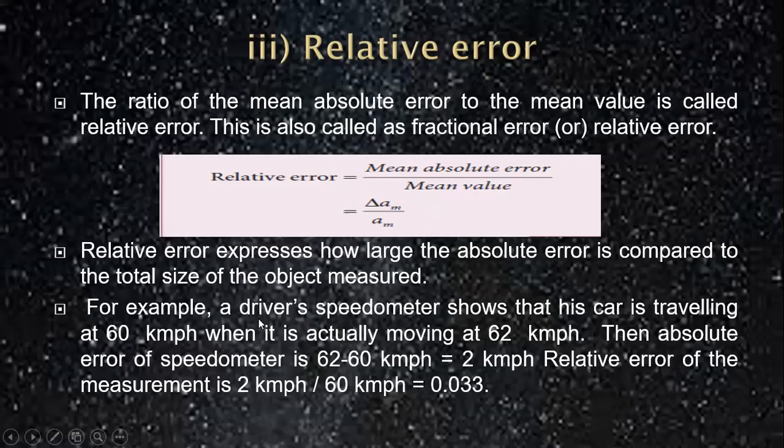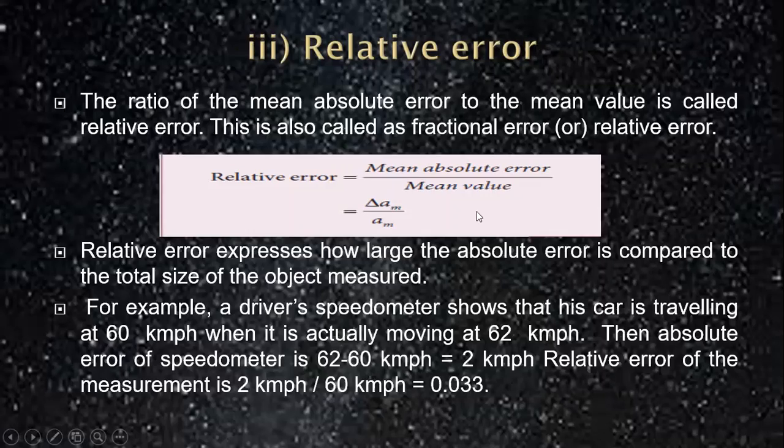Now, for example, a driver's speedometer shows that his car is traveling at 60 kilometer per hour when it is actually traveling at 62 kilometer per hour. Then the absolute error of the speedometer is 62 minus 60 kilometer per hour, that is 2 kilometer per hour. So what is the relative error? Absolute error, 2 kilometer per hour, by the mean value, 60 kilometer per hour. So we get 0.033.